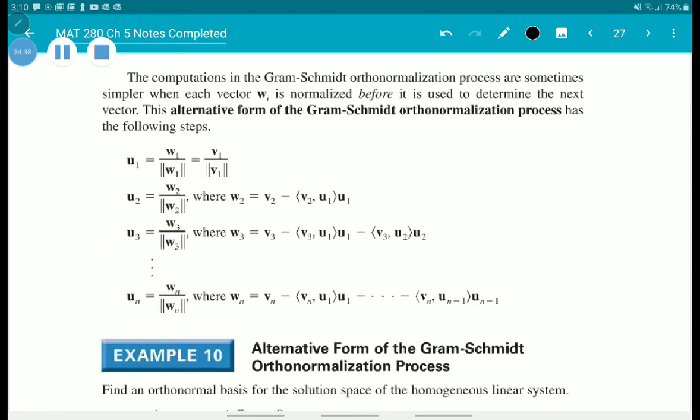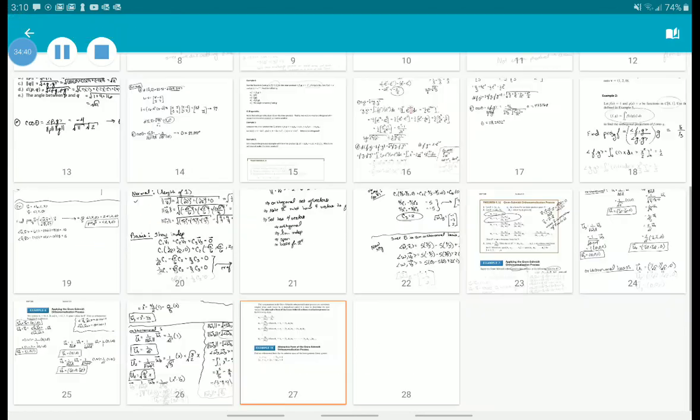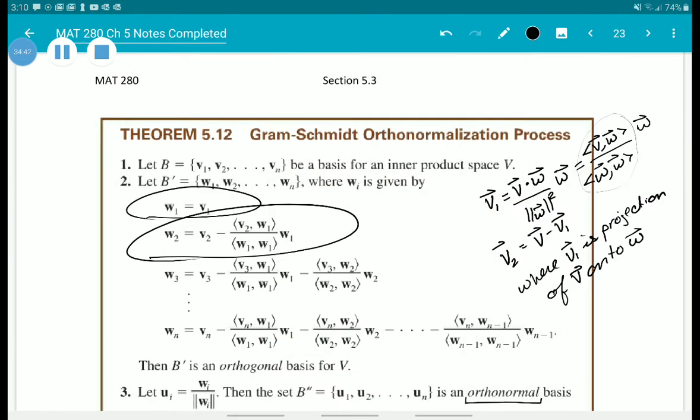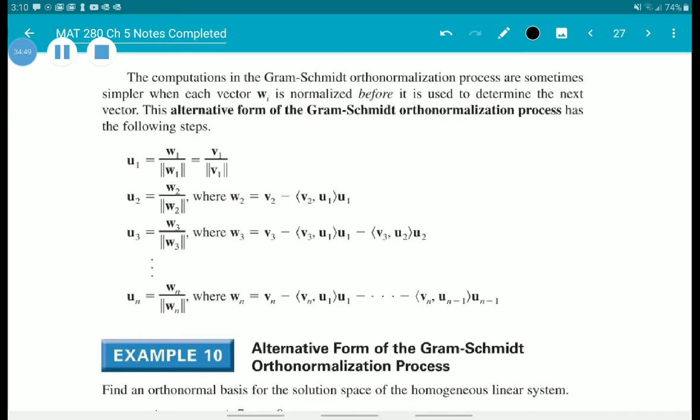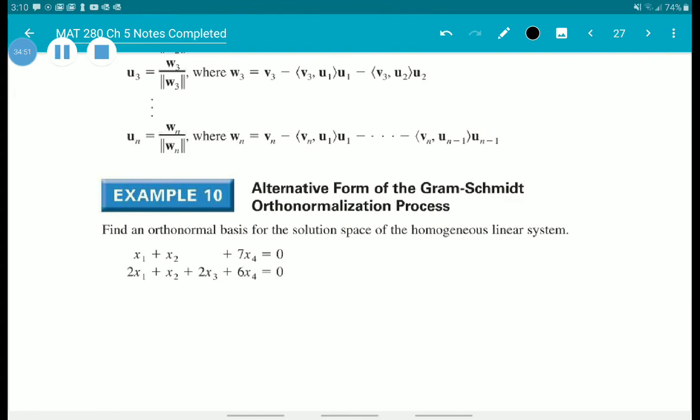Sometimes it makes it easier. Sometimes it's more complicated. In all honesty, I like to use Gram-Schmidt as is and then normalize later. But I think there's definitely value in showing you this alternative method. So let's look at one.